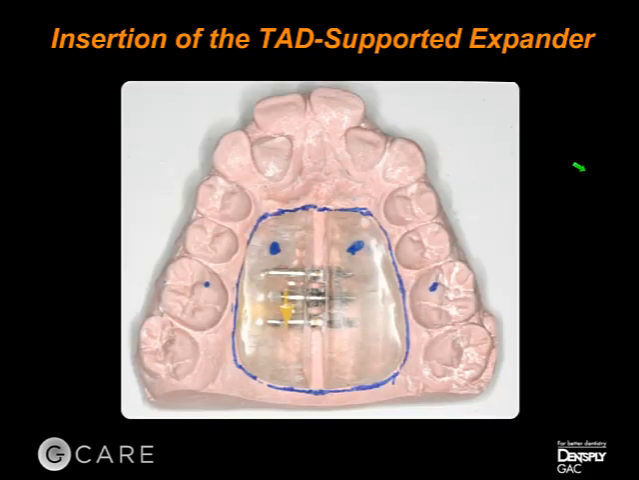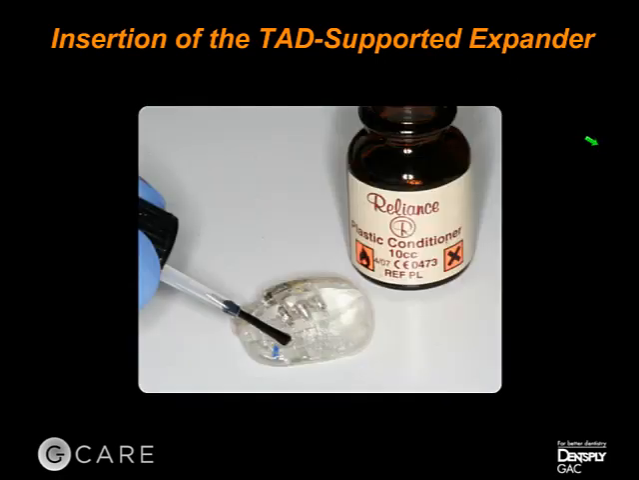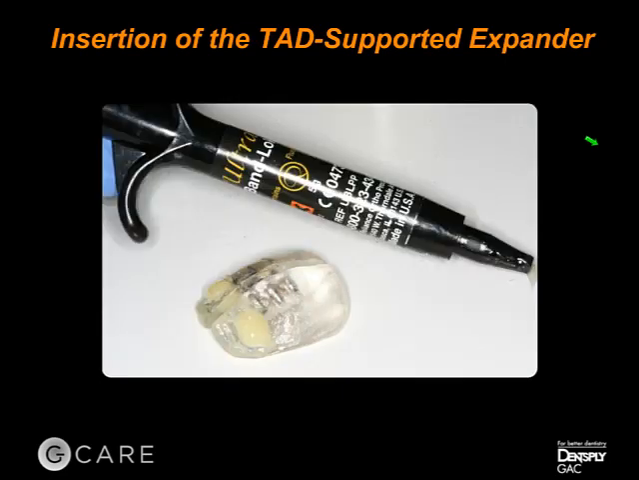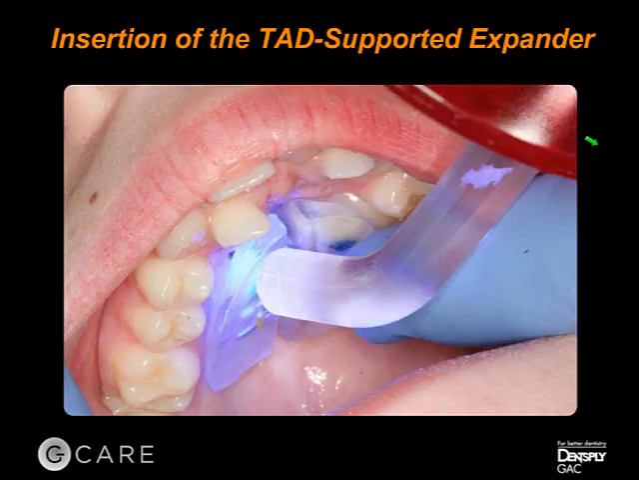You can see on the model that this hollowed out area is going to be right over where the TADs are placed. I then use plastic conditioner, or in the absence of plastic conditioner, you can use acrylic monomer, whatever you need to make sure your adhesive stays onto the expander. I paint inside the hollowed out areas and let it dry for a minute. And then I personally use Bandlock, or you can use any other flowable cement to fill up that area where the TADs are being placed, insert it in the mouth, and light cure.